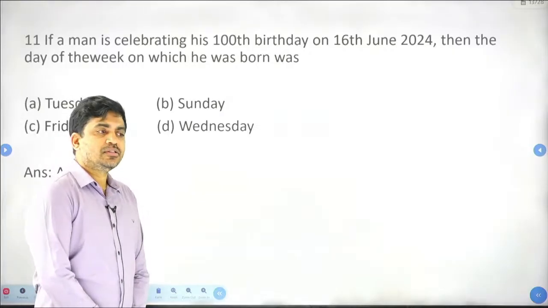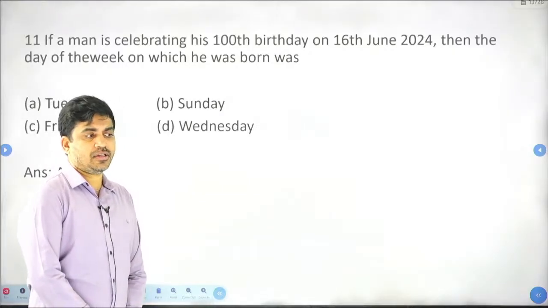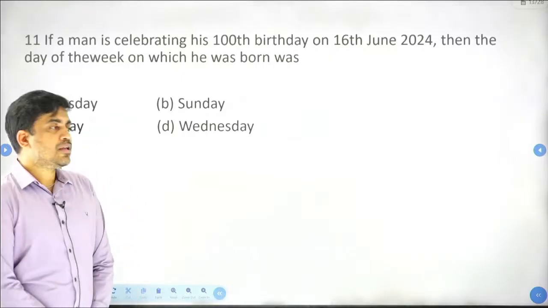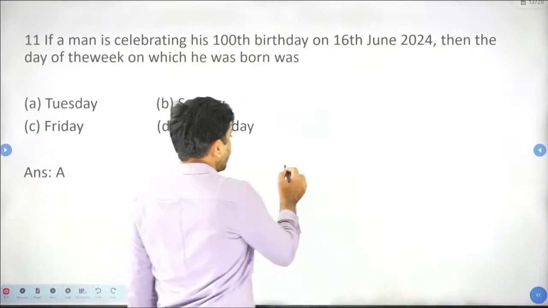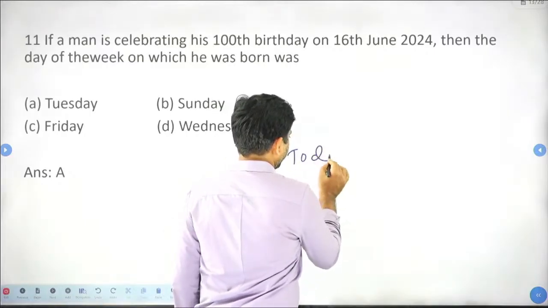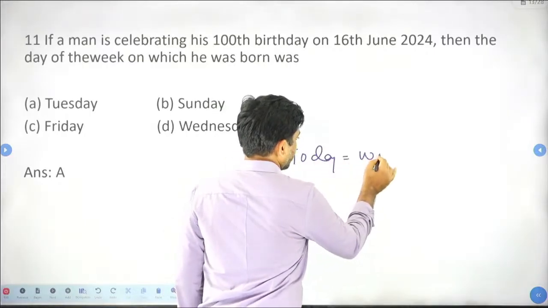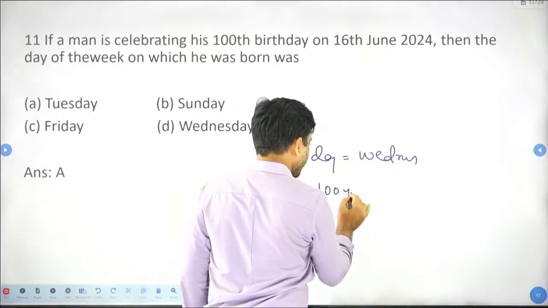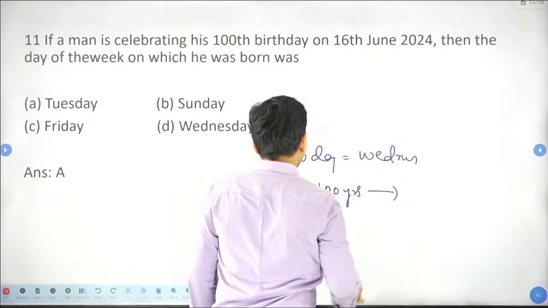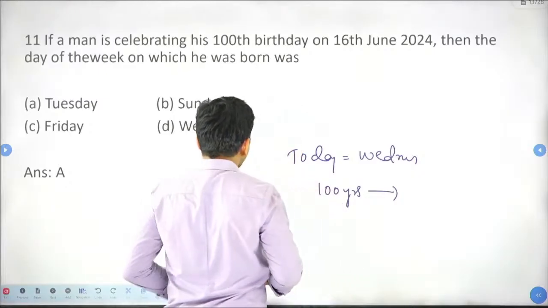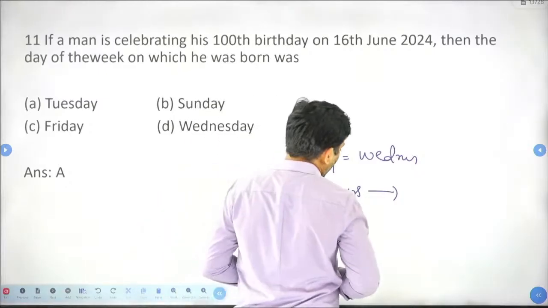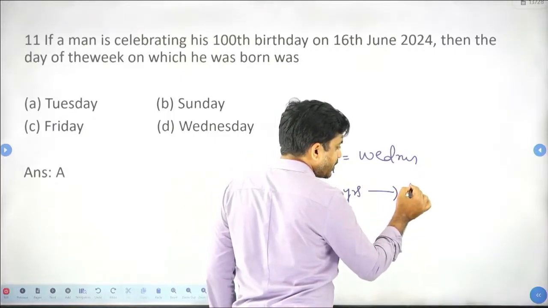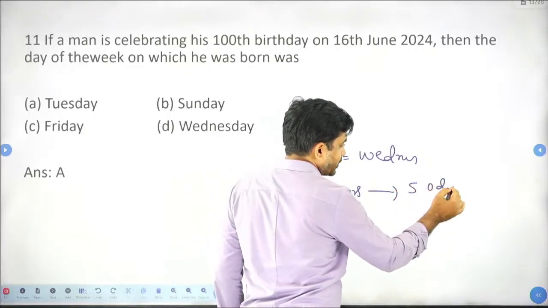100 years. After 100 years, what about number of odd days? For example, what is today? Today is Wednesday. After 100 years, what is the day? You know, in calendars, this number of odd days is very, very important concept. We will remember all this. 100 years means 5 odd days.